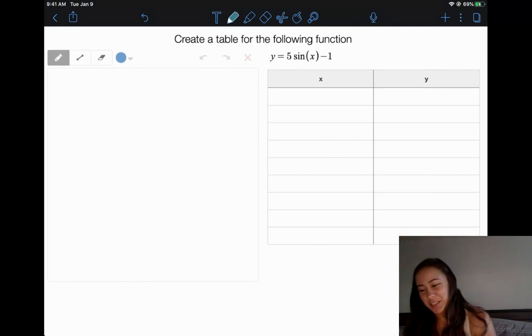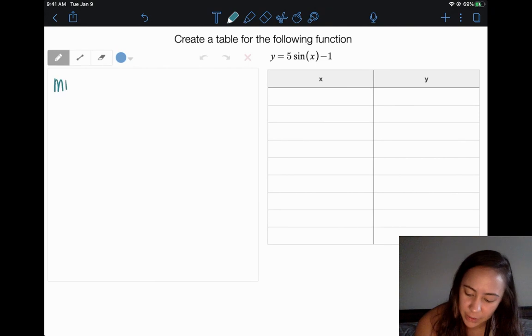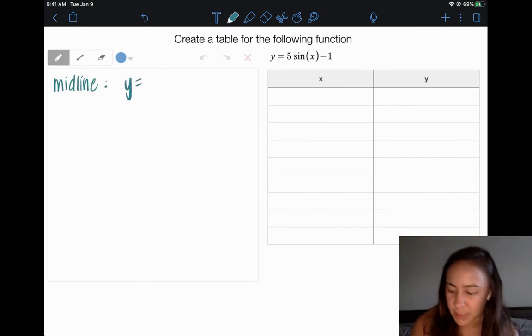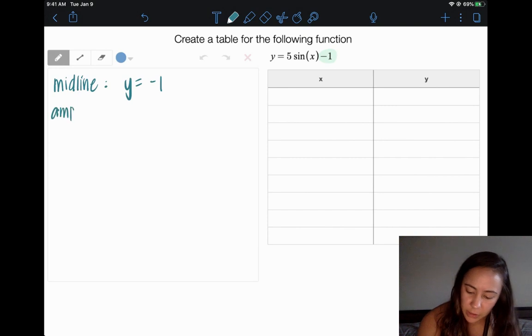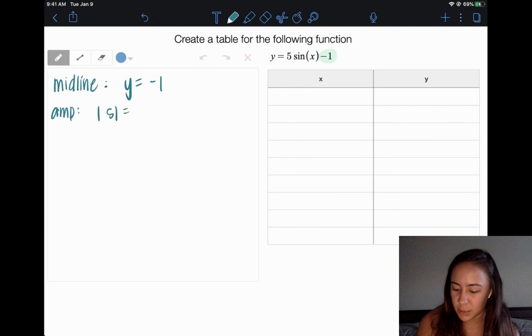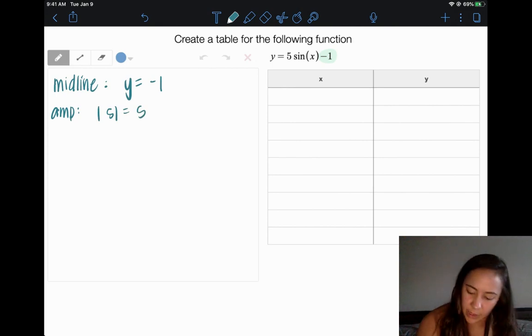Okay, so for this one, you want to start with your midline. Midline is the value of c, and in this case, that's y is equal to, here's your value of c, which is -1, so y equals -1. Determine your amplitude, which is going to be the absolute value of 5, which is just 5. And then let's determine our max and our min values.